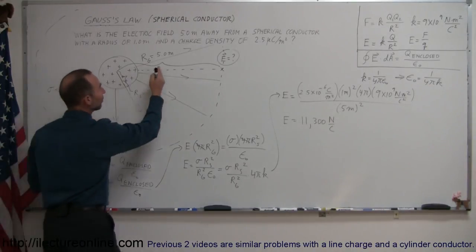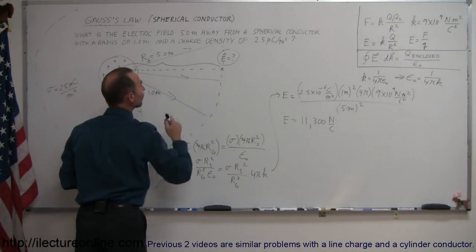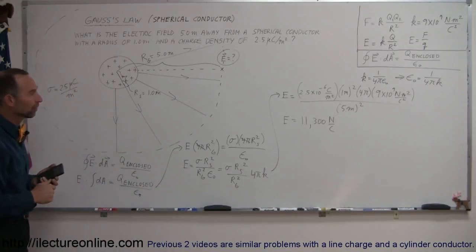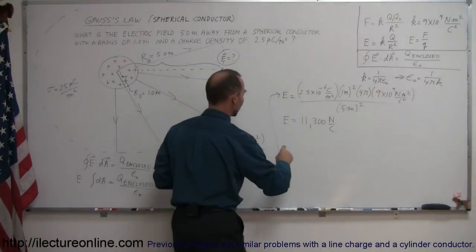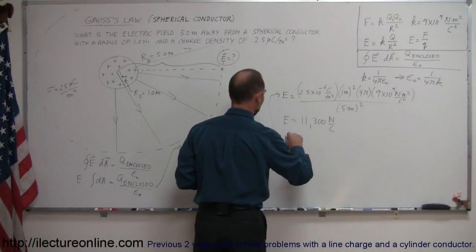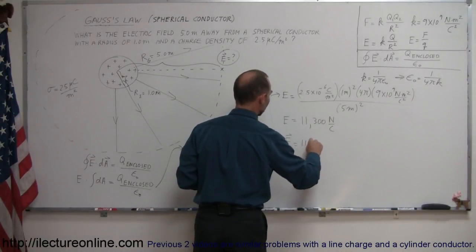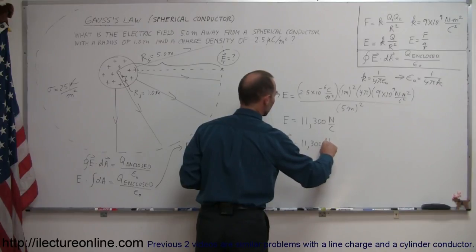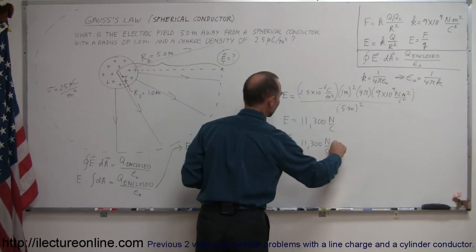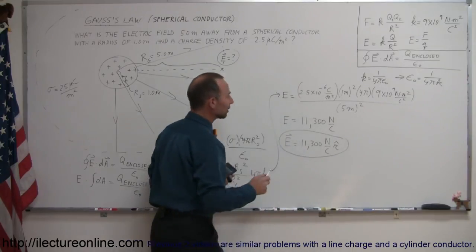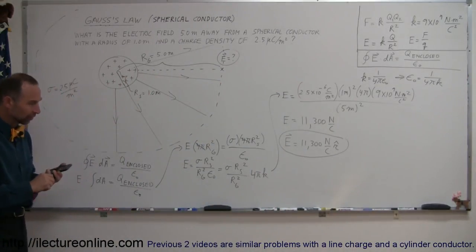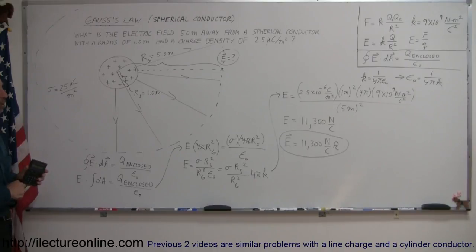Now that is the strength of the electric field at the Gaussian surface, which was strategically placed at the distance that we wanted to know the strength of the electric field at. And of course, it's radially outward in all directions. So we could say that E is equal to 11,300 newtons per coulomb in a radial direction outward. And this can indicate a three-dimensional radial direction. The strength of the electric field is 11,300 newtons per coulomb.